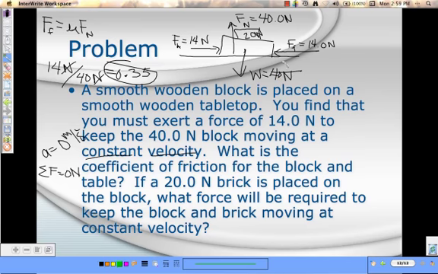Yep, let me change color here so I can... Ooh, you can't even see that, can you?